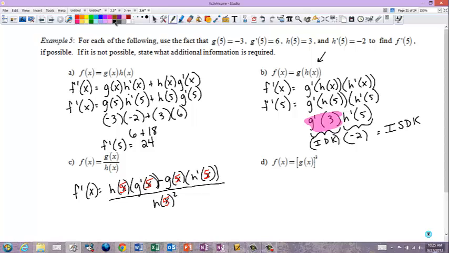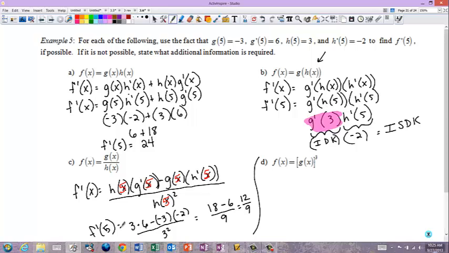Let's see, h of 5 is 3 times g prime of 5 is 6 minus g of 5 is negative 3 times h prime of 5 is negative 2 over h of 5, 3 squared. 18, see, 3 negatives is a negative. 3 times 2 is 6 over 9. 18 minus 6 is 12 over 9. That's f prime of 5 equals 12 over 9.